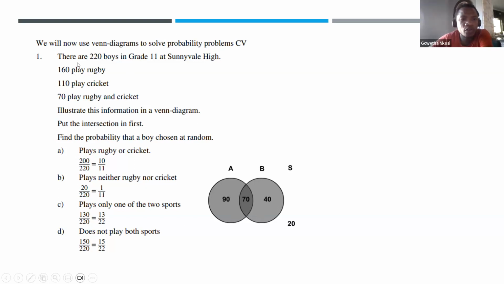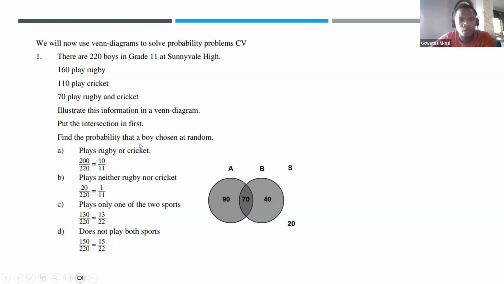Now, how are you going to find the remainings? They told you that 160 plays what? Rugby. So now you are going to say 160 minus 70. So what is 160 minus 70? This is 90. This 90 here, they play only rugby. So the 70, they play rugby and cricket. Now, those ones who play rugby in general, they are 160. When you add 90 plus 70, it's 160. So those ones, they play rugby in general. But those who play rugby only, they are 90.